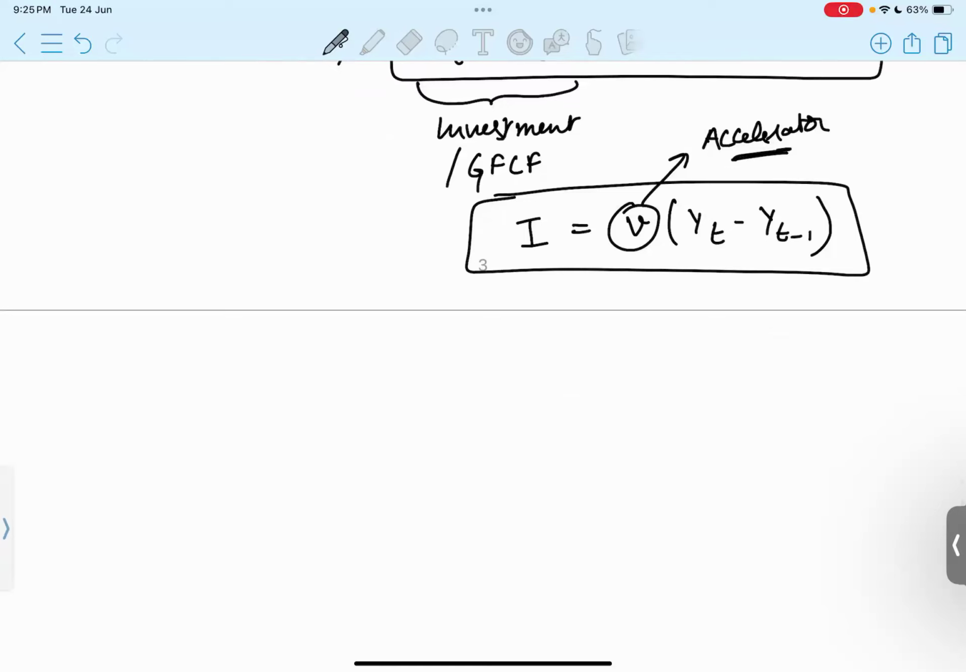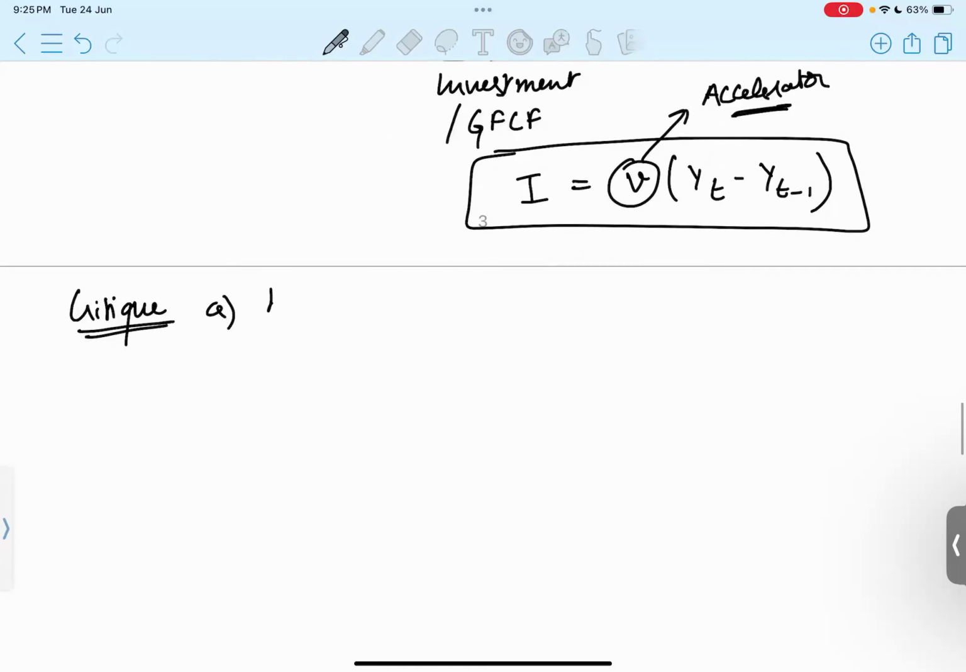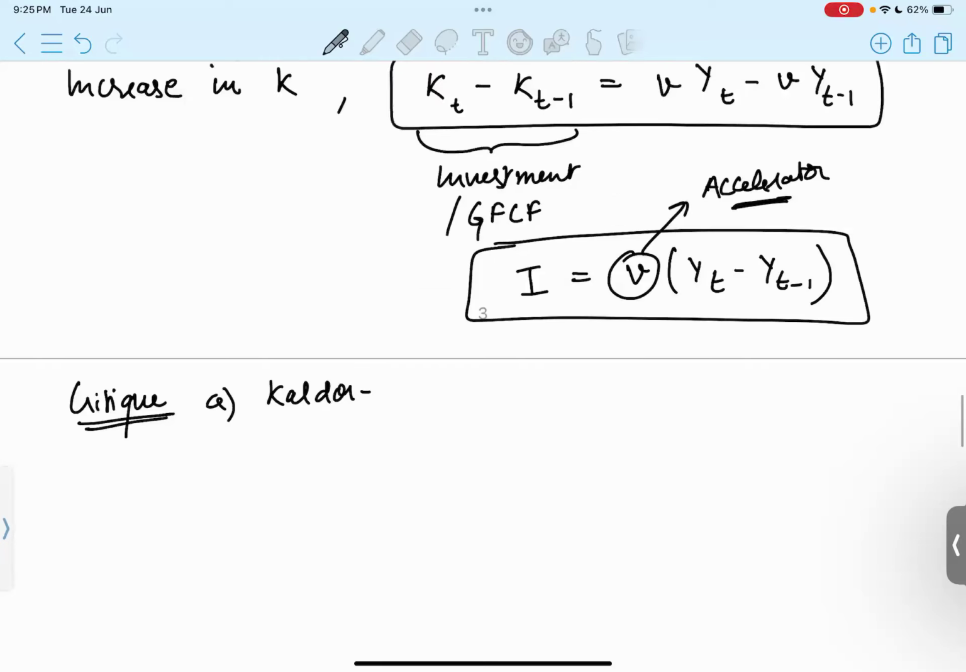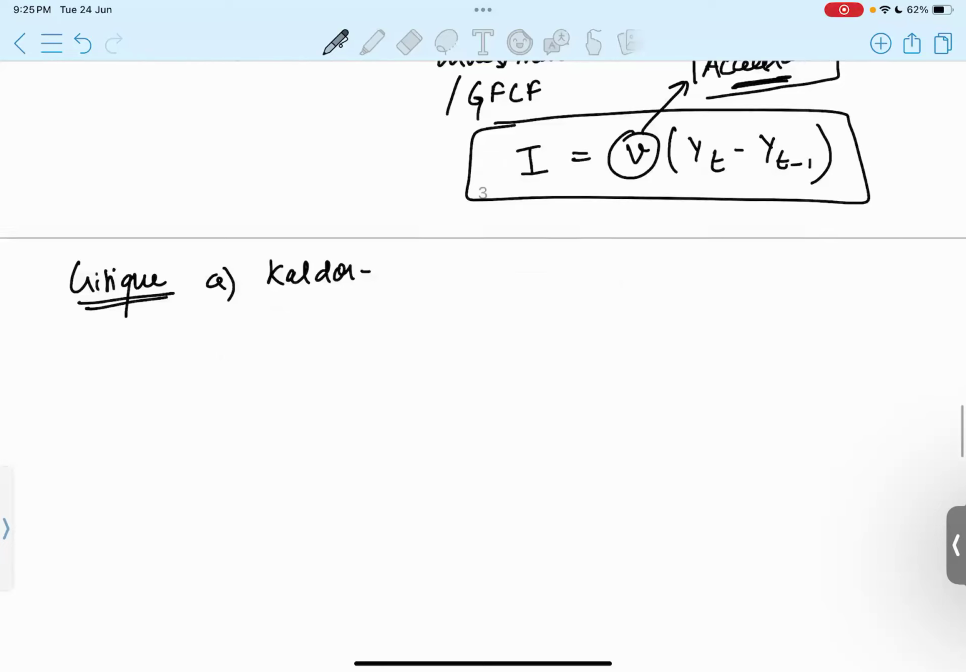And when we talk about the critique of this particular model, firstly, Calder, a famous economist, stated that we cannot assume that the value of the accelerator throughout the entire trade cycle, in whichever stage of the business cycle we are, is always constant. The accelerator cannot behave in exactly the same manner all the time. So this is one critique.